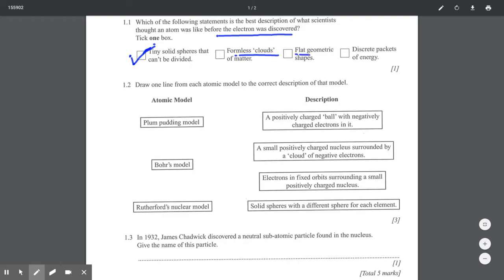They were quite happy for the fact that they weren't flat. They were quite happy with three-dimensional spheres, and they weren't aware of this discrete packets of energy situation that we would be aware of now with things such as light and heat. So we can discount the latter three and be quite happy that they thought they were solid spheres.